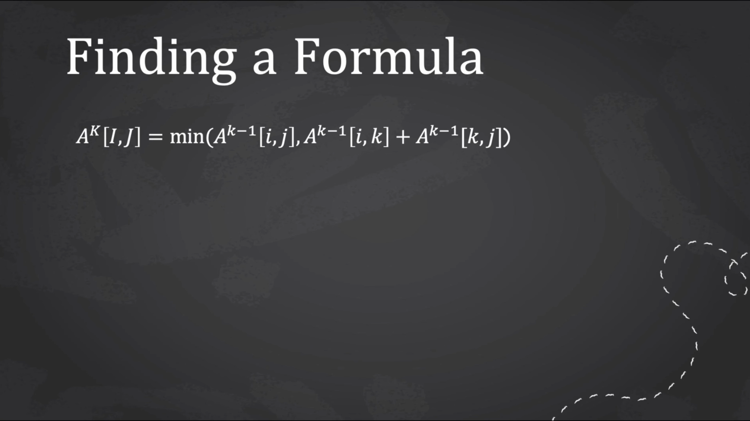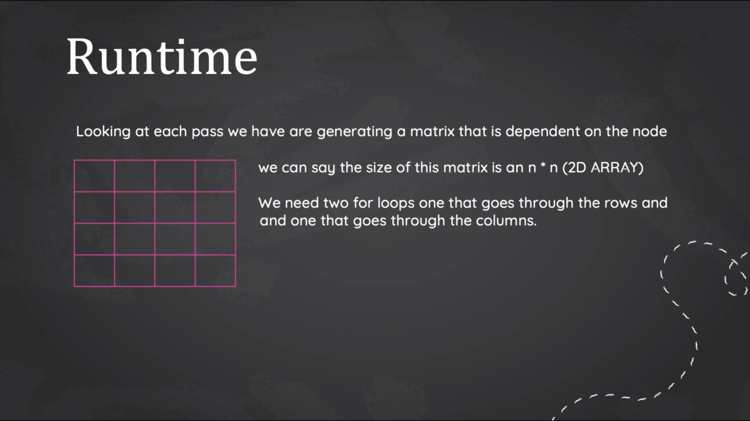We're choosing the smallest cost path between the split point and the split point including the intermediate vertex. The min function will return to us the smallest of both values. Let's talk about the runtime of Floyd Warshall's shortest path algorithm. Each pass that we do, we're generating a matrix that is dependent on the number of nodes in the graph. This is an array of n by n.